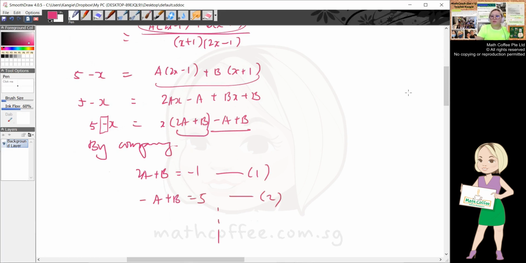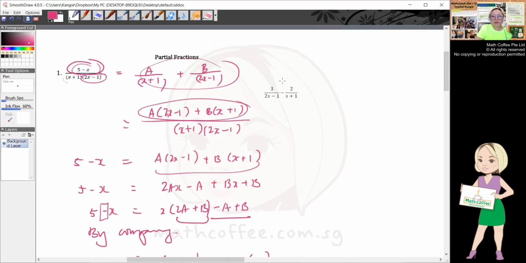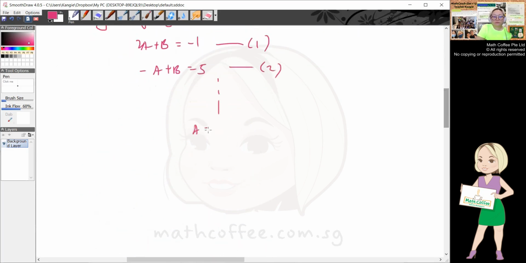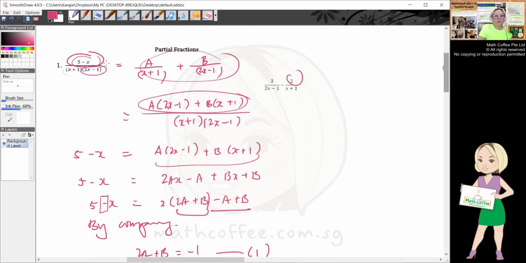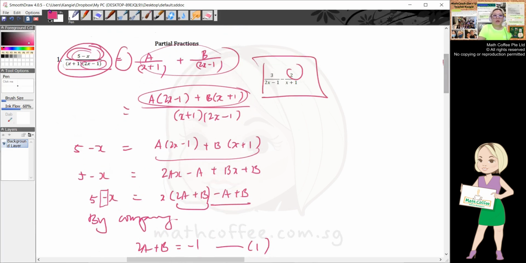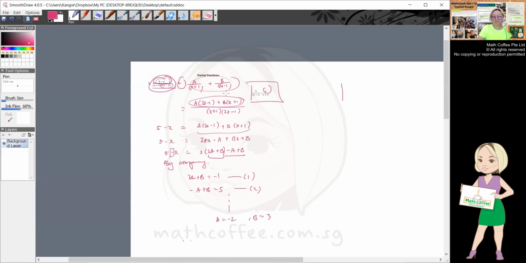I'm skipping the solving of simultaneous equations. Of course, if I solve so many questions of simultaneous, I think it will be tomorrow already. So by right, you will solve your A. A will be, I believe, -2. So your A is -2. And then your B is 3. Once you're done with this one, you say, therefore 5 minus x will be equal to this. This is how you do the partial fraction. This is just warm up. Both situations are linear, the case 1.